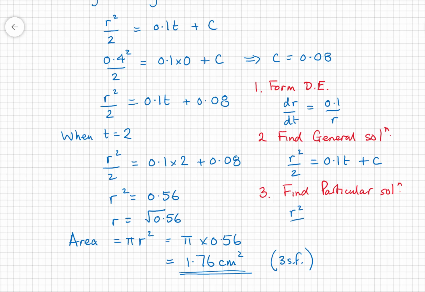R squared over 2 is equal to 0.1t plus 0.08, and then finally, having arrived at that, we're in a position then to use that relationship to find the particular things that we need. And that four-step process is one that's going to become very familiar to you.